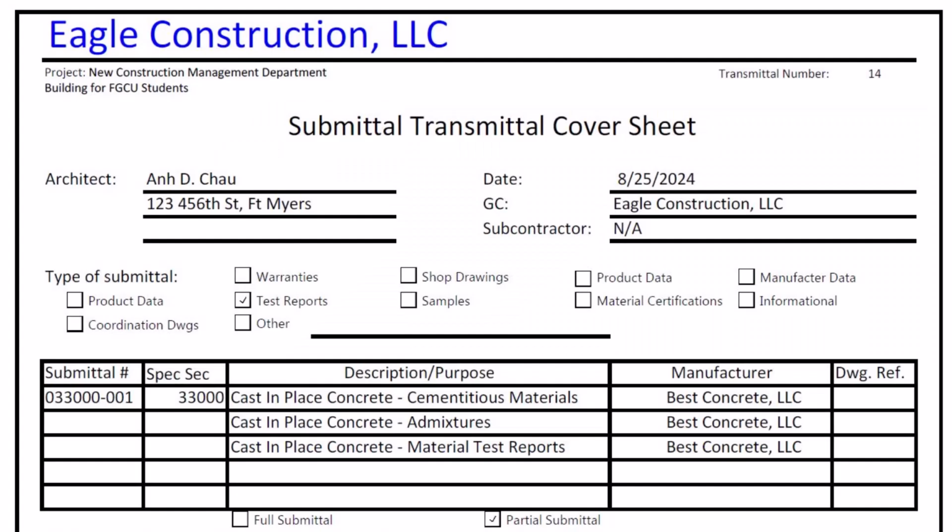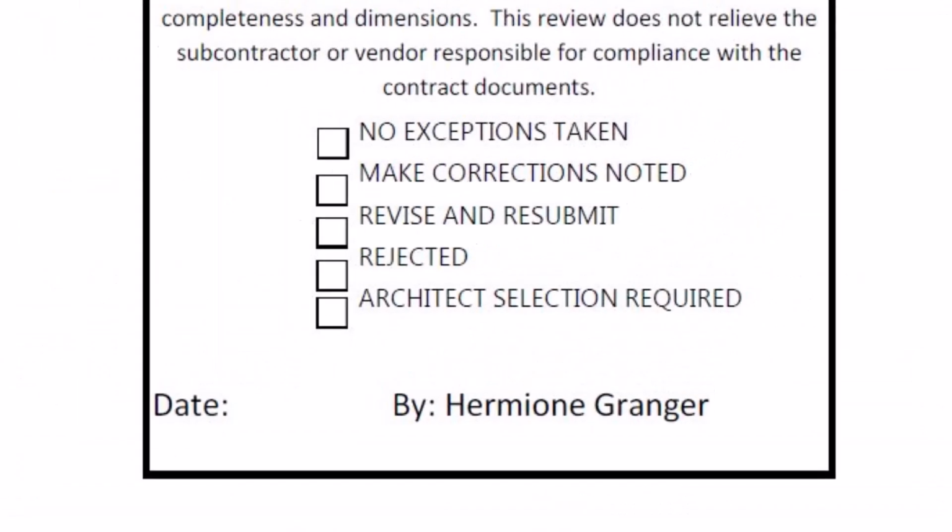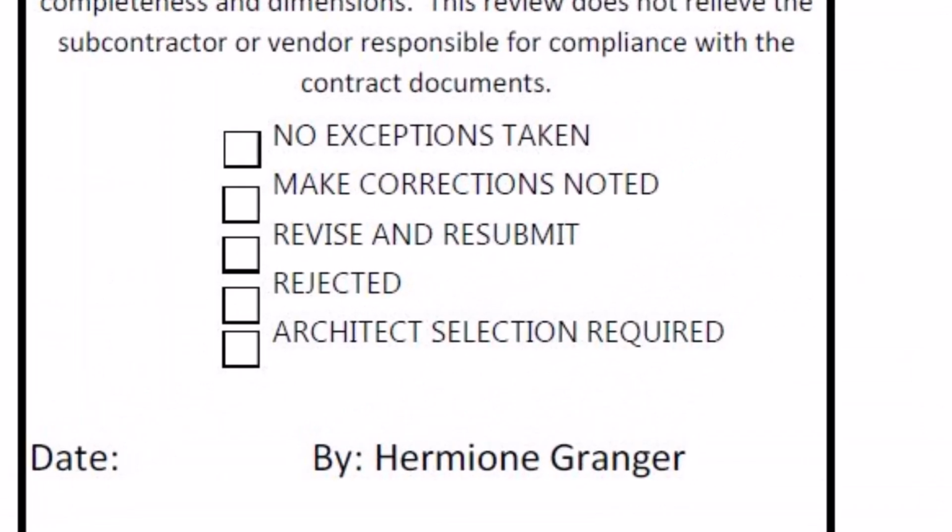Take a look. Can you guess what type this is? Correct. It's a test report, specifically a concrete mix design report. This is where the architect or engineer reviews the mix details and stamps their approval. Typical responses include no exceptions taken, make corrections noted, revise and resubmit, rejected, or architect selection required. These decisions determine whether the proposed material is approved for use, needs changes, or gets rejected.